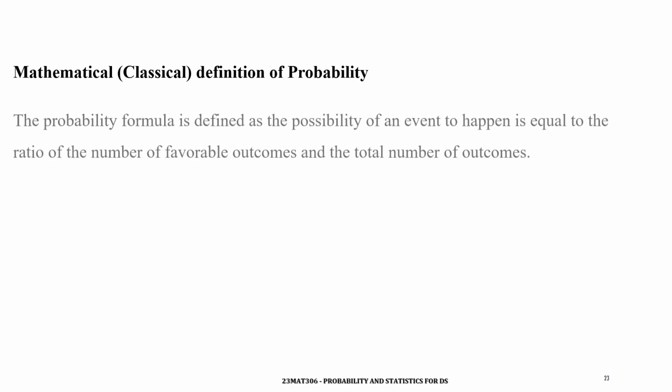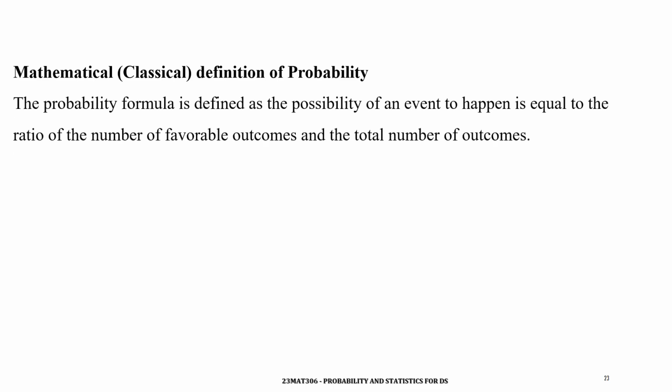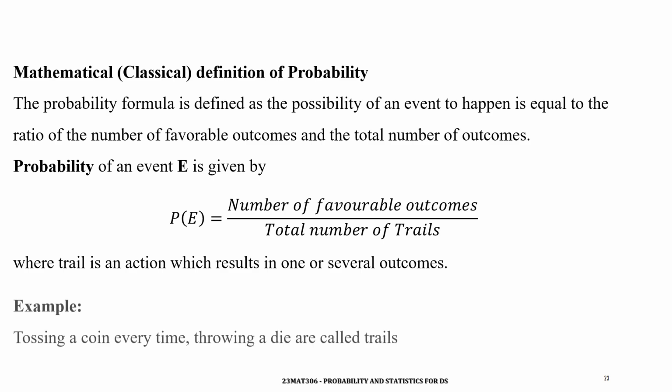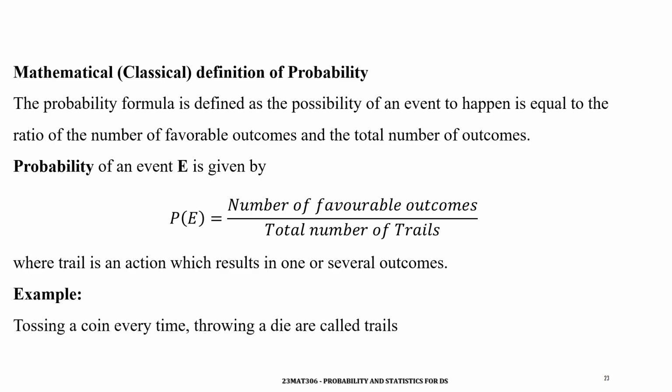Next, mathematical definition of probability. The classical definition states that probability is equal to favorable outcomes divided by the total outcomes. This formula is widely used when outcomes are equally likely. That is, probability for an event E is given by the number of favorable outcomes divided by the total number of trials. Example, tossing a coin or throwing a dice are called trials.